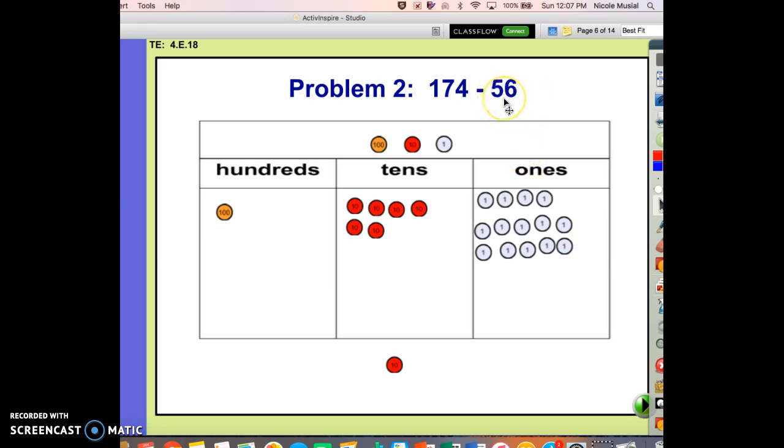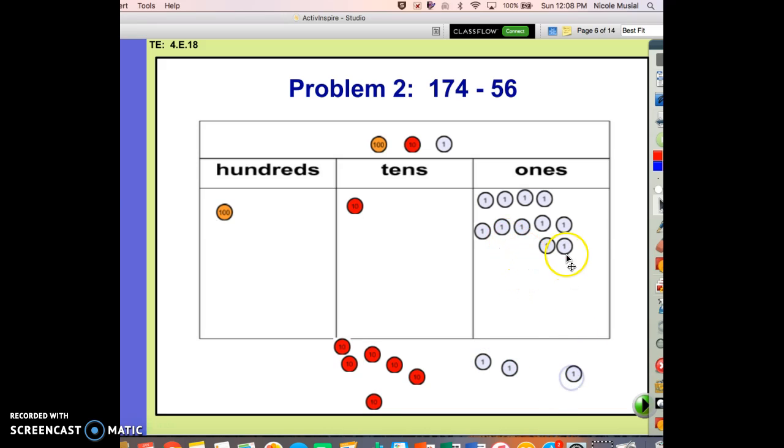Okay, can I take 56 away now? I need to take away 5 tens and I need to take away 6 ones. All right, so I'm going to take my 5 tens away. 1, 2, 3, 4, 5, and I'm going to take my 6 ones. 1, 2, 3, 4, 5, 6.